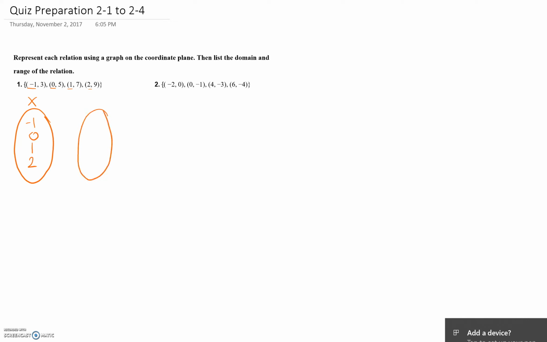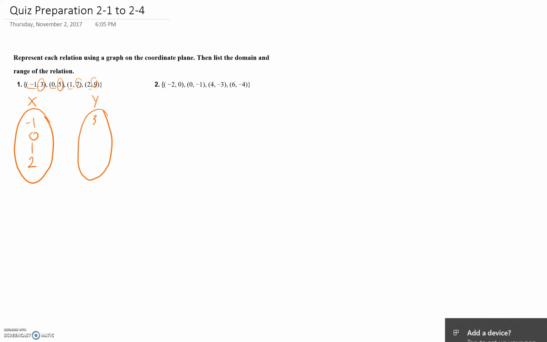So basically, an x value cannot repeat, but a y value can. So let's take a look at what a mapping would look like. If we put the domain in this bubble, that's the x values. We have -1, 0, 1, and 2. It's a little nicer to do it in order. And then let's put the range values in this bubble. So we got 3, 5, 7, 9.